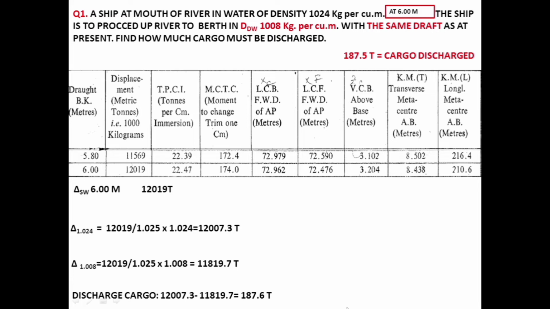So this is how you'll do it out at sea. Just figure out the displacement in salt water, find out the underwater volume, convert it into displacement for the density that has been asked for, 1.024, and then for the next relative density here.